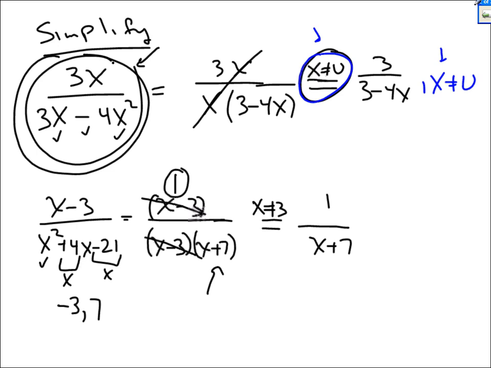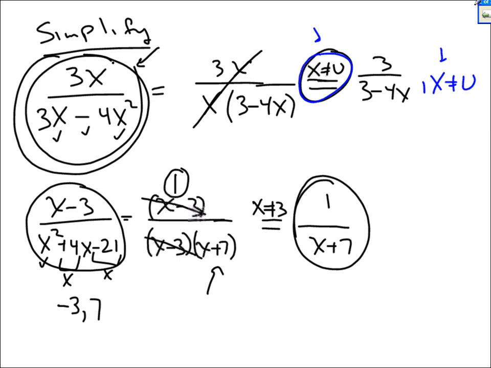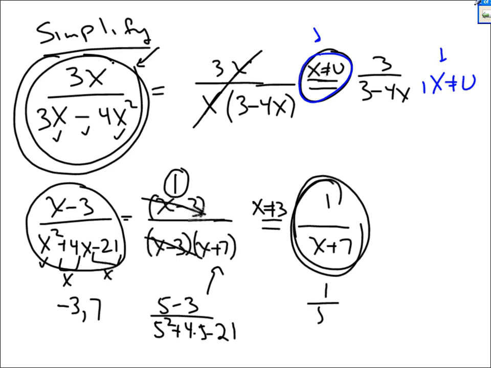Now, I much rather use this than this. If x is 5, I don't want to do 5 minus 3 over 5 squared plus 4 times 5 minus 21. I'd rather use this one: 1 over 5 plus 7, 1/12. Done. They're equal, provided x is not 3.